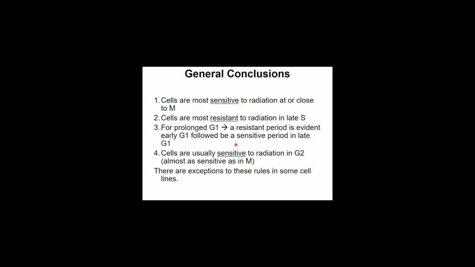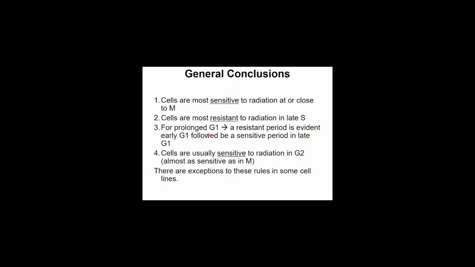And here are our conclusions then. Remember, G0 cells are outside of the cell cycle, so they don't fit into this pattern, but cells are most sensitive to radiation at or close to M. Cells are most resistant to radiation in late S. If there is a prolonged G1, there's a resistant period early followed by a sensitive period late. The cells are equally sensitive to radiation in G2, almost as sensitive as in M, and there are exceptions to these rules. And I want to stress this because I think I actually misspoke before.